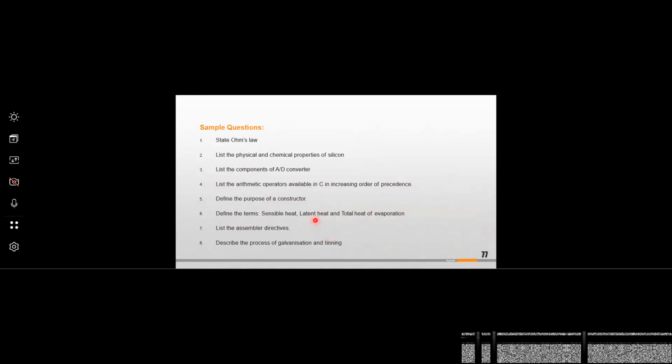See, some sample questions are here. State Ohm's law. List the physical and chemical properties of silicon. See, these questions require only remembering. The student should remember certain things. These are the easiest questions that we can give. But this easiest question should also be there in our question paper, especially for continuous internal evaluation. Next slide, please.